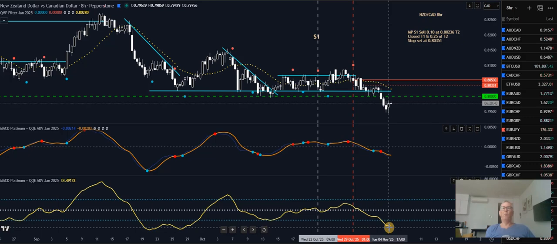Now we're below the 40 level in the QQE, so looking to buy now. Just waiting for a valid buy signal. And I'll just trail the stop down a little bit closer, and we'll be good.